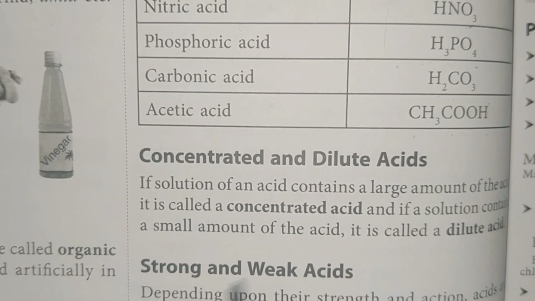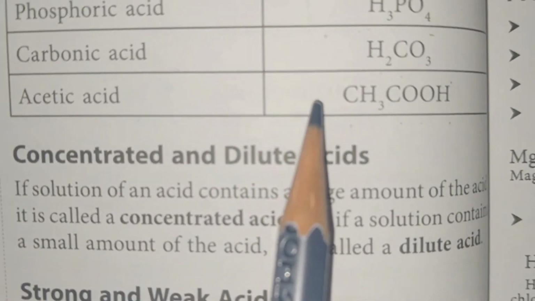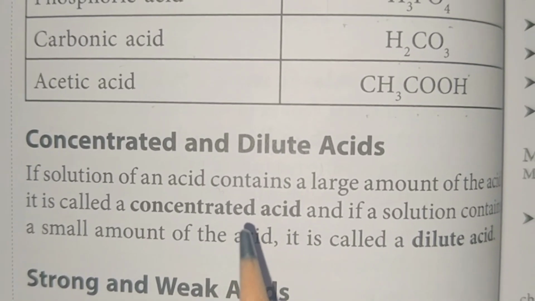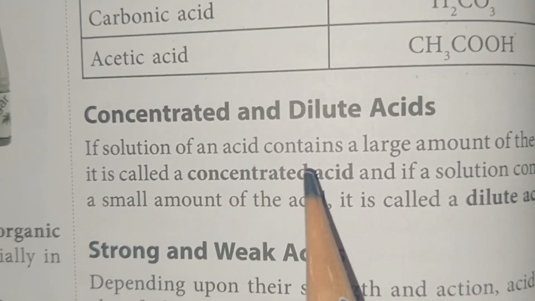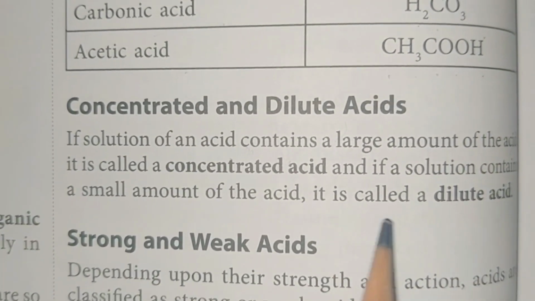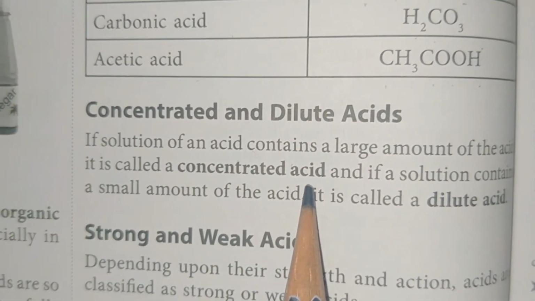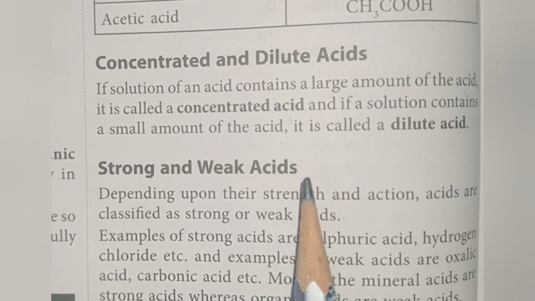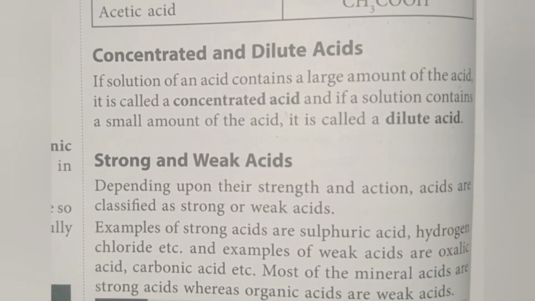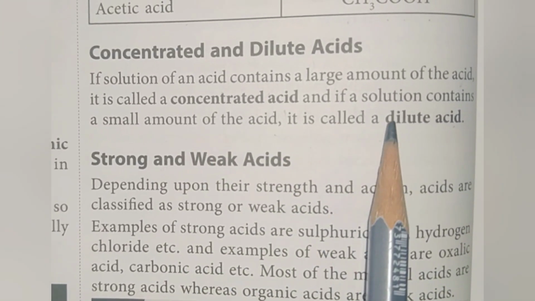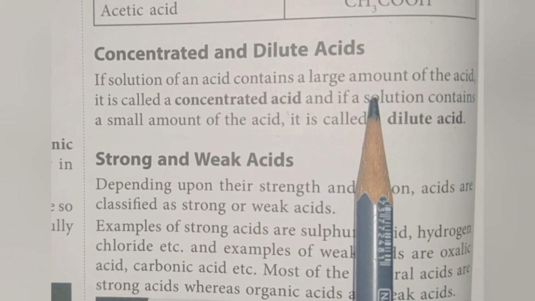Now we classify acids on the basis of strength. If a solution of acid contains a large amount of acid, we term it concentrated acid. With a small amount of acid and a large amount of water in it, it is called dilute acid. So on the basis of strength, we divide acid into concentrated and dilute acid.